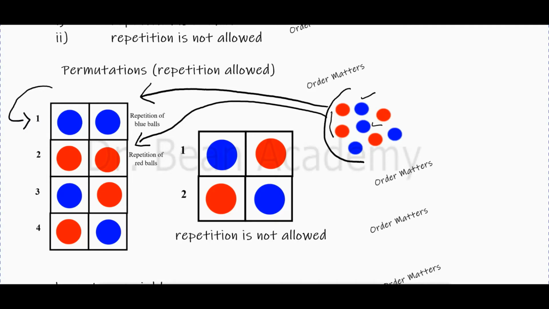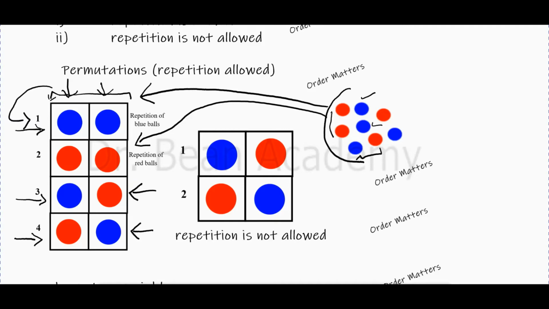Next time you can pick a red and a blue ball and put the blue ball first and the red ball in the second box. Next time you can put the red ball in the left box and the blue ball in the right box. So you see, when repetition is allowed, you can make more arrangements. For example, see in the first box, because repetition is allowed, you are repeating blue balls. You put a blue ball in the left and then once again a blue ball in the right box. So this is an arrangement of two balls with the same color.